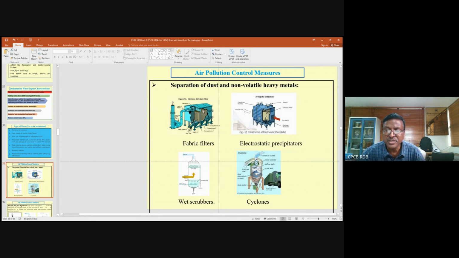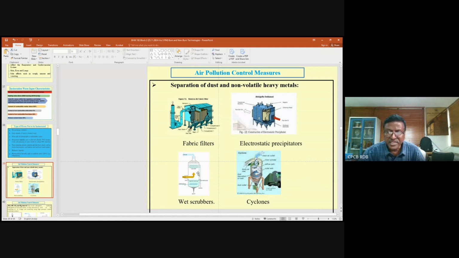Here you can see these are the filters where the gas is made to flow through. The particles will be retained by the filters, and gas free from the particles will be discharged to the atmosphere. Here, in the electrostatic precipitator system, when the flow occurs through this, the negatively charged particles will be attracted towards the positively charged surface, and flue gas free from particles will be discharged into the atmosphere.